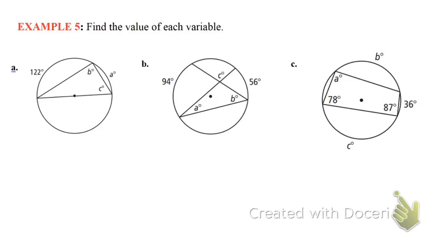I'll start with A. Okay, notice on A, you have to find 3 different things. You're looking for one arc, that's A, and you're looking for 2 angles, B and C. So we're going to give you a little time in order to get those.